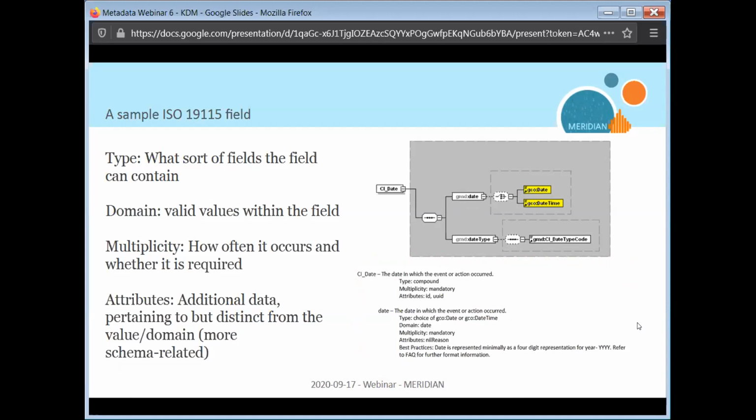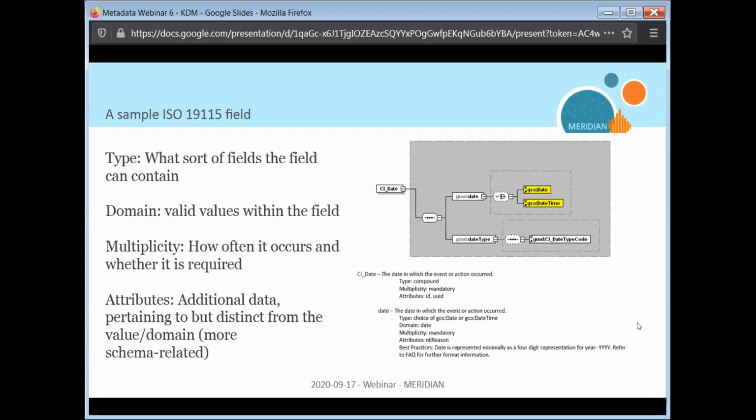There's a domain, which is essentially referring to what valid values in that field are. In this case, it's a date. There's multiplicity, which is how often it occurs and whether it is required. You'll see things like optional, repeatable, mandatory. Conditional is common. Conditional means that it may be mandatory in one case and optional in another case.